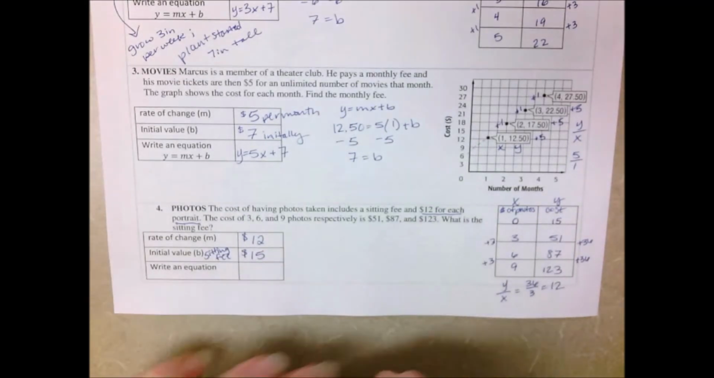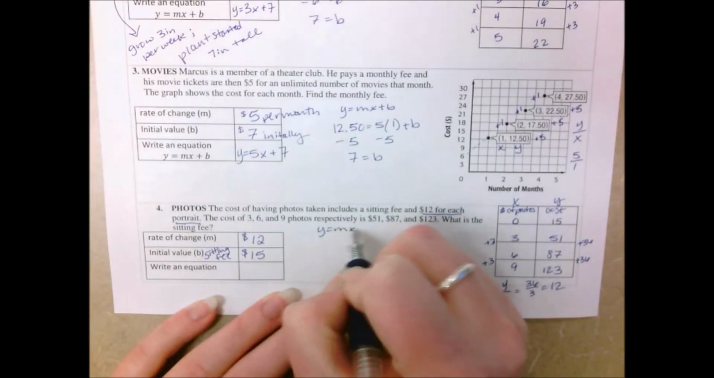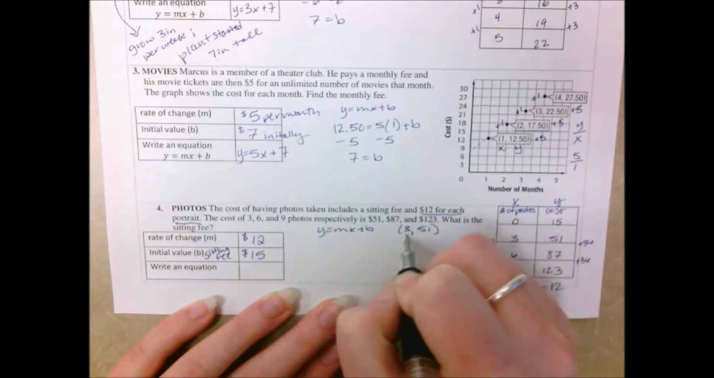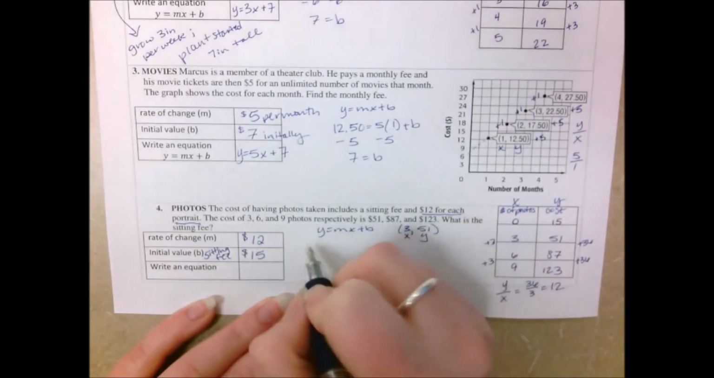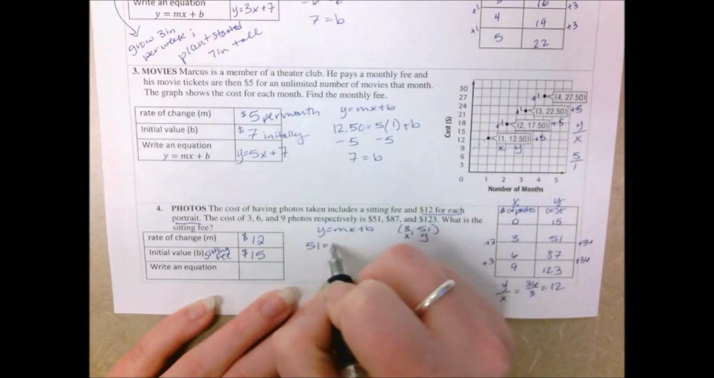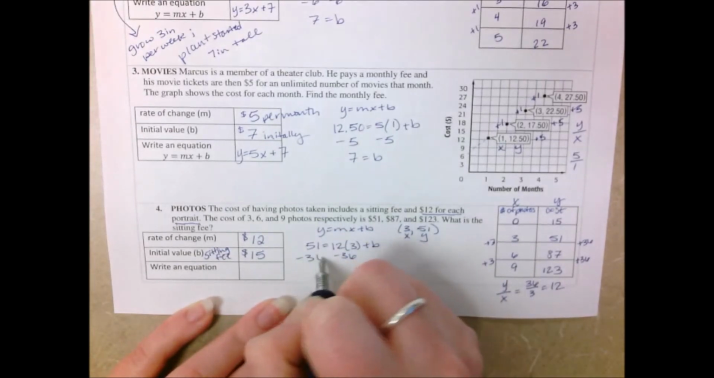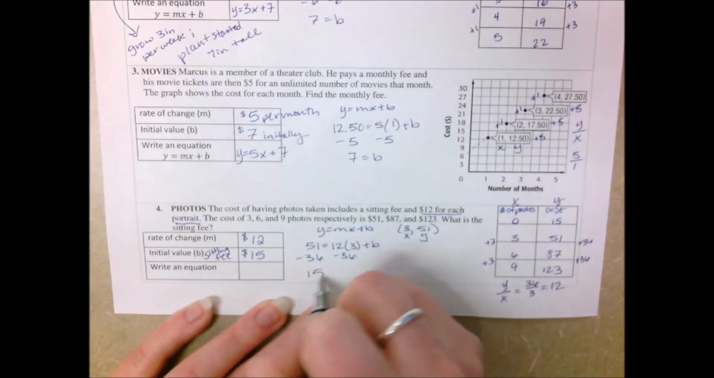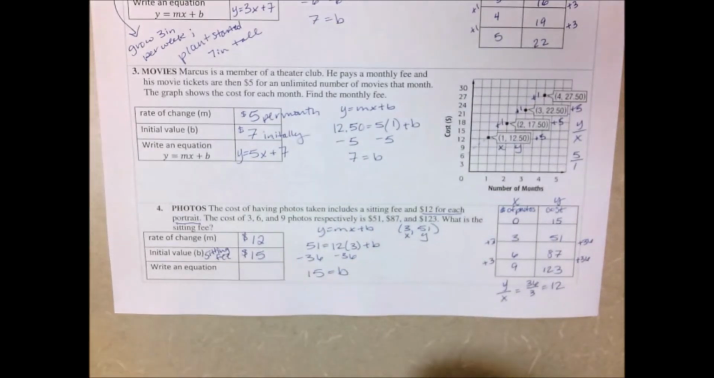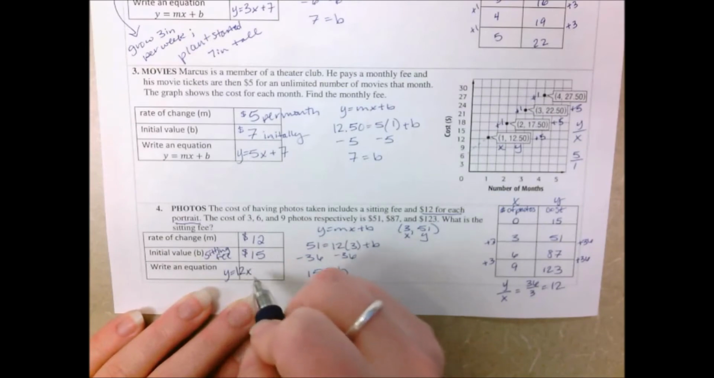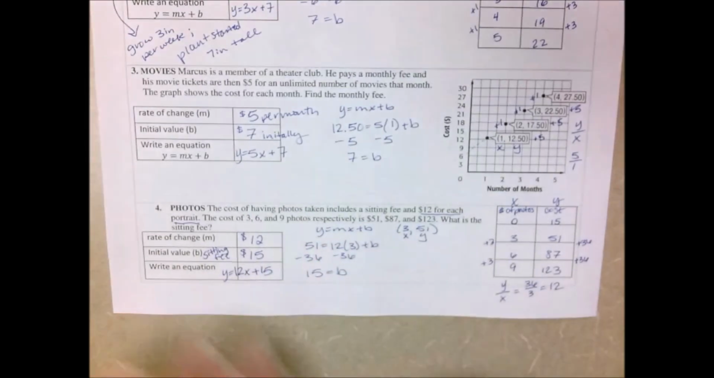The other way you could solve this is algebraically. So you could use y equals mx plus b, and I could pick an xy pair from my table. So I'll use 3 and 51, and then your rate of change is 12. And when I subtract 36 from both sides, 12 times 3 is 36, so I'm just shortcutting a bit. We get 15 equals b. So that's another way to algebraically prove what I'm looking for. When I go to write my equation, I'll have y equals $12 per portrait plus the $15 sitting fee.